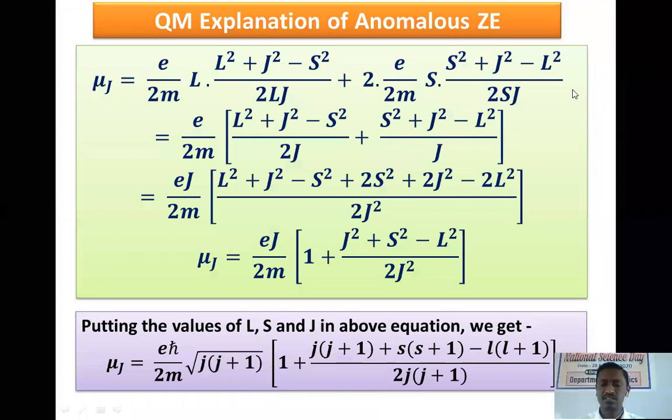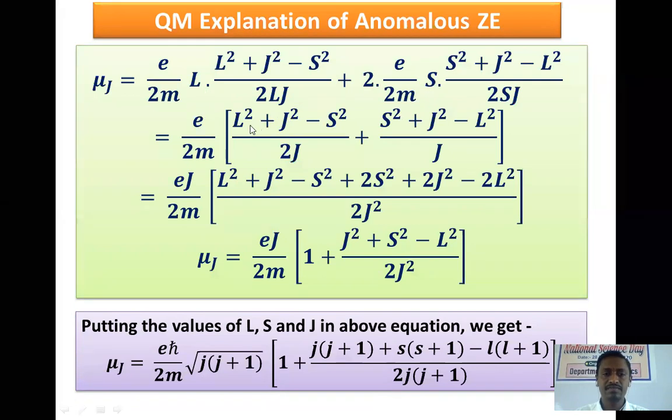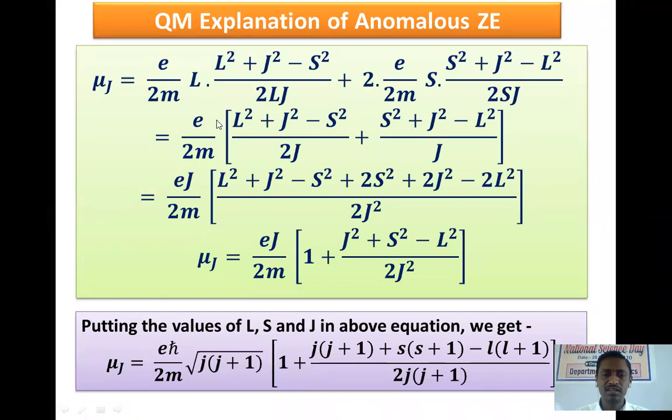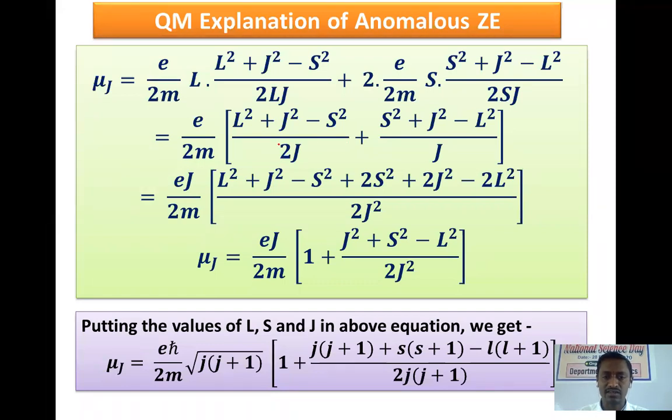So I have written the same equation as it is. Again take e by twice m common from both the terms. The remaining part will be here. L on numerator and denominator of the first term cancels each other. Again capital S from numerator and denominator of the second term cancels. Therefore, taking e by twice m as common, the remaining terms will be L square plus j square minus s square upon twice j. Here L got cancelled. Plus, here the 2 in the numerator and the 2 in the denominator also cancel.